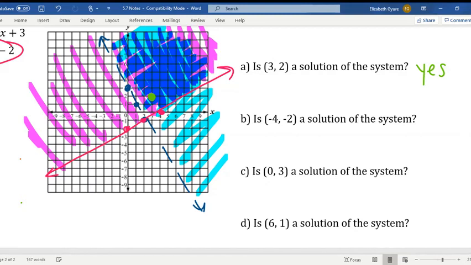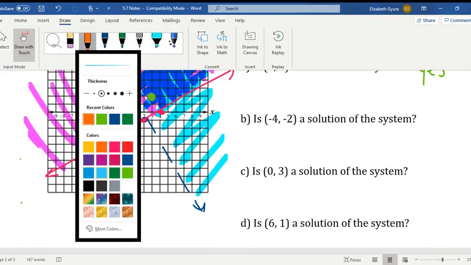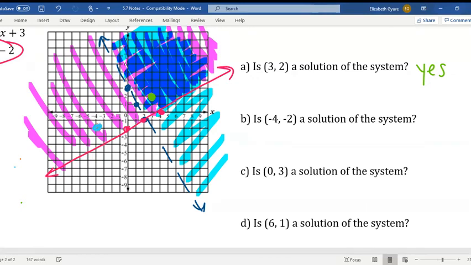All right. So we think B is not. So negative 4, negative 2. So that's left 4, down 2. Yeah, I agree. Because isn't that only where the pink shading is? Oh, that orange is hard to see. Yeah, that's only where my pink shading is. So that one is a no.